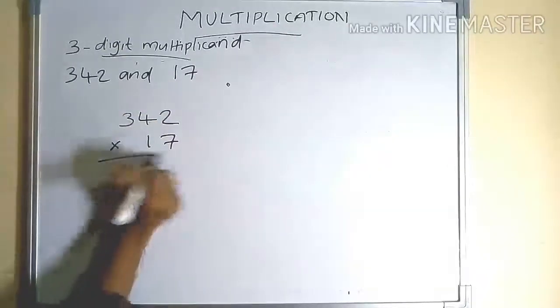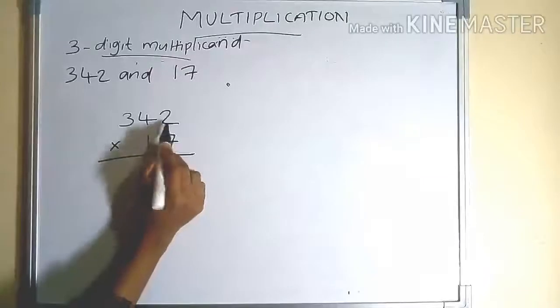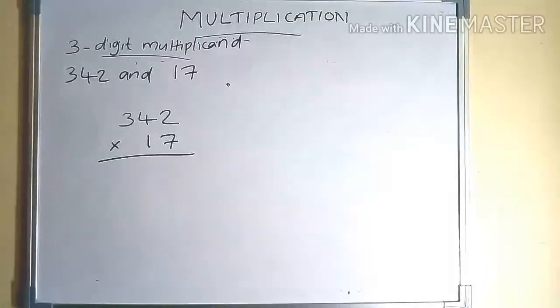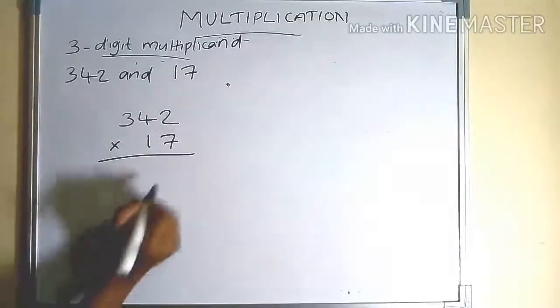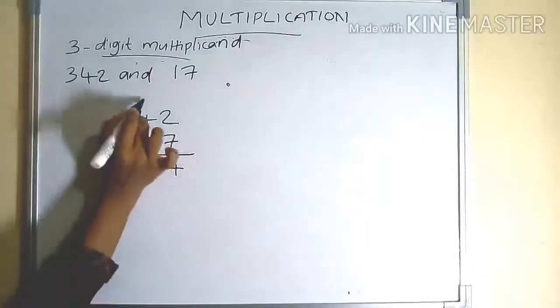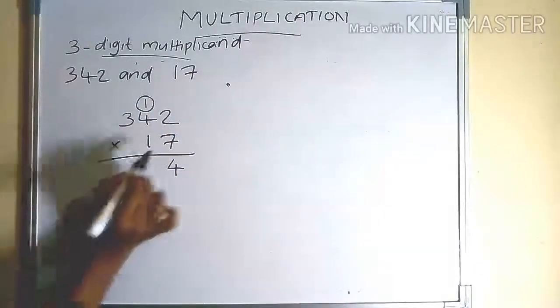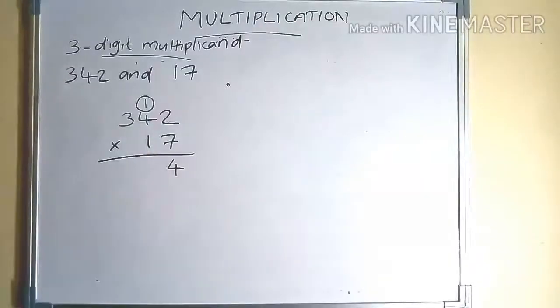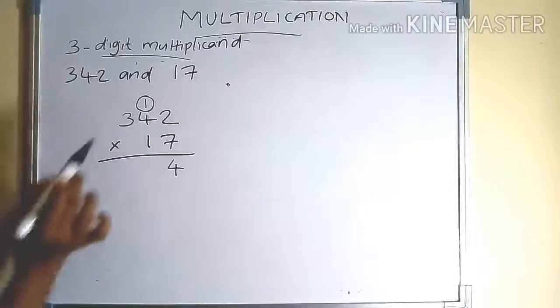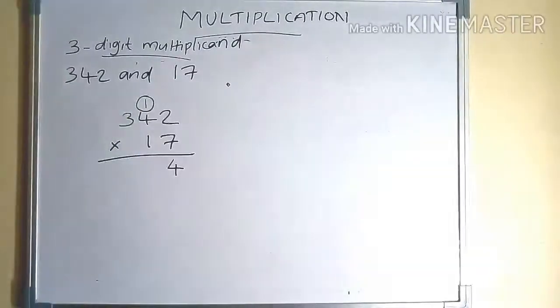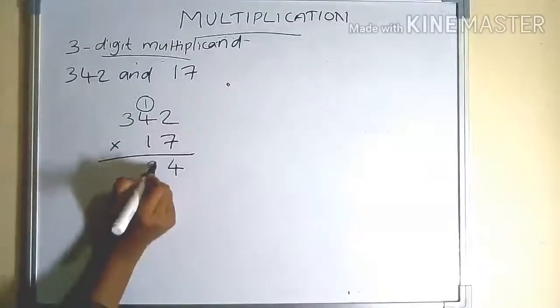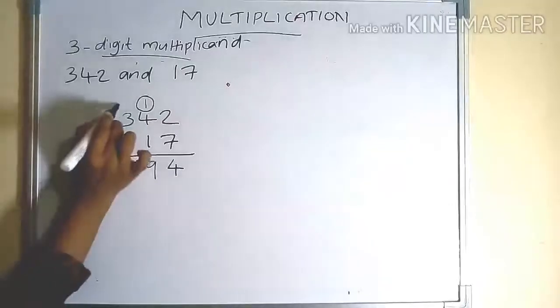Multiply those two numbers. First we multiply 7 into 2. What is the answer? 7 into 2? 14. So write 4 here. Remaining 1 carried over here. Okay. Next we multiply 7 into 4. What is the answer? 7 into 4? 28. Then add 1 to that 28. So what is the answer? 29. So write 9 here. Remaining 2 carried over here.